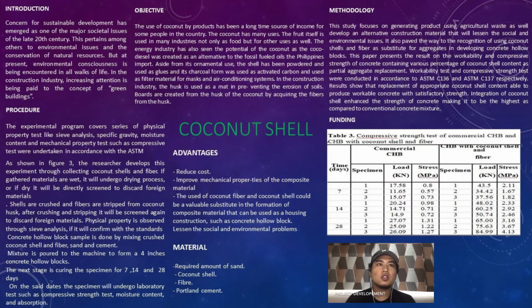Third, the concrete hollow block sample is made by mixing crushed coconut shell and fiber, sand and cement. Fourth, the mixture is poured into the machine to form 4 inch concrete hollow blocks. Then fifth, the next stage is curing the specimens for 7, 14 and 28 days.